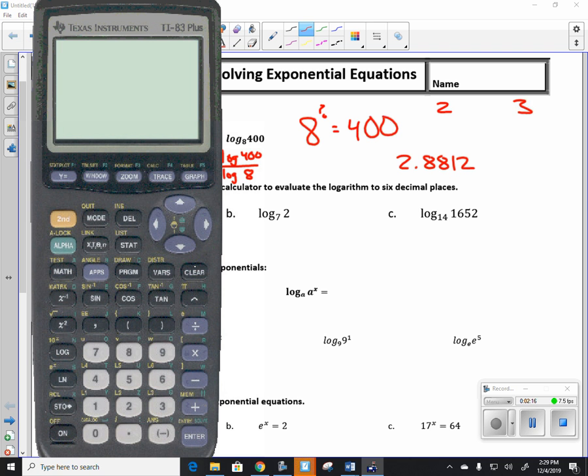So we'll try that number. 8 raised to the 2.8812. And what do I get? I get 399 point, yeah, pretty close to 400, right? In order for it to be accurate, you actually have to carry out to at least 6 decimals. That's the way exponentials work.